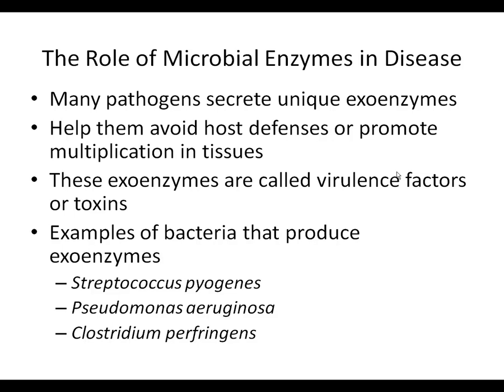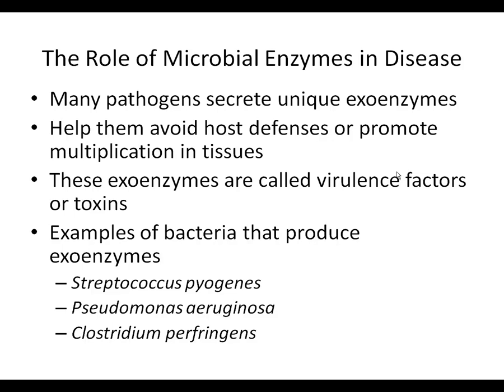You have a number of different microbial enzymes in disease. A lot of pathogens are going to secrete a number of exoenzymes, and those exoenzymes will bind with tissues, cause tissue damage, and you end up with symptomology. Some of these enzymes can help them avoid host defenses and promote multiplication in specific tissues so that you end up with increased numbers of bacteria, and then you begin to have what we call supraclinical numbers, or the number of bacteria that are required to begin to cause symptoms. These exoenzymes can often be called virulence factors or toxins.